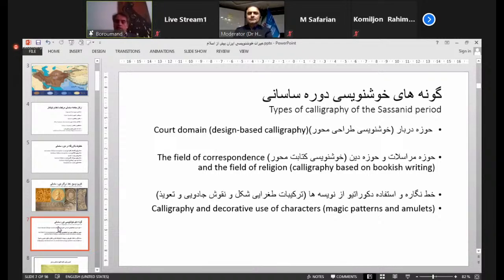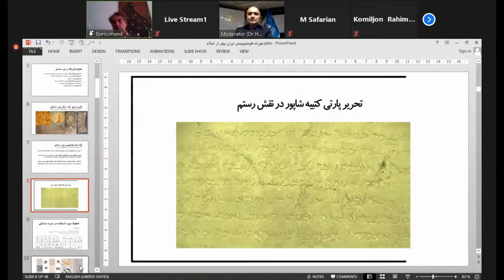And the third is the decorative use of them, with various lines and ornaments, which gives a beautiful form in terms of the letters.